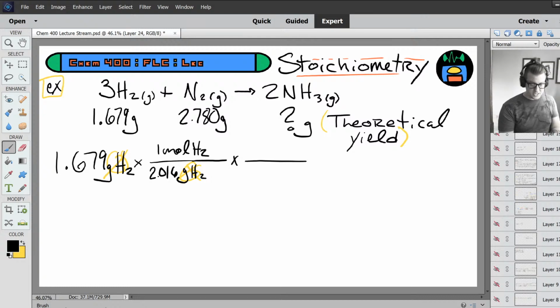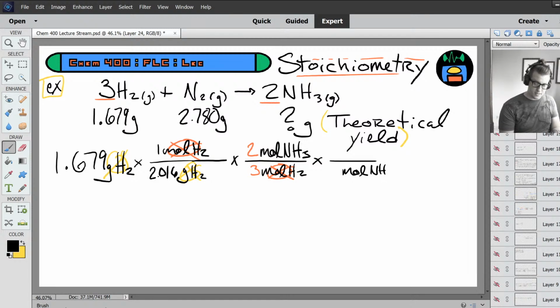Step 2, we need to convert from moles of hydrogen to moles of ammonia, NH3, and this comes straight out of our balanced chemical equation. 3 moles of hydrogen produce 2 moles of ammonia. Moles of hydrogen cancel. The final step, the final unit conversion we need, is the unit conversion that will take us from moles of NH3 to grams of NH3.